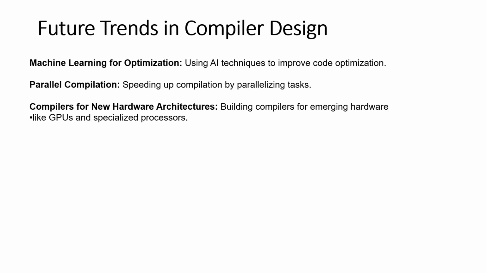These are the future trends which will be used in compiler design. Machine learning techniques will be used for the optimization. We can use AI techniques to improve the code optimization. Parallel compilation is also possible, which means we can speed up the compilation by parallelizing the task. We can build the compiler for emerging hardware like GPUs and specialized processors.